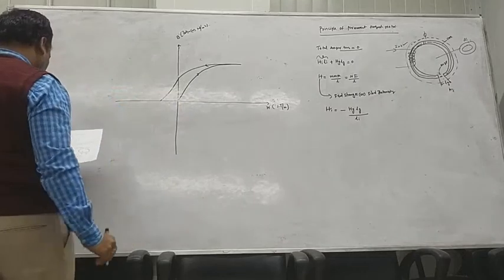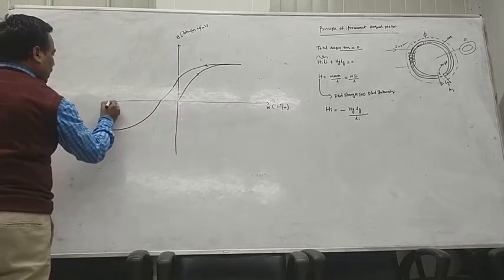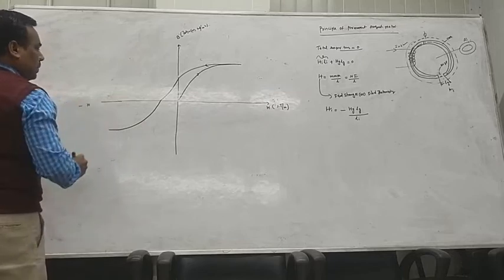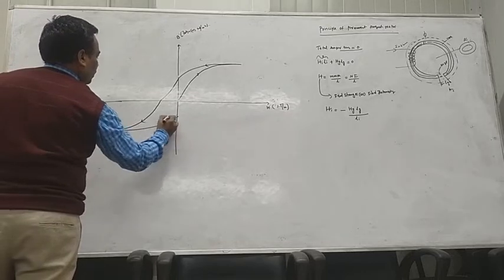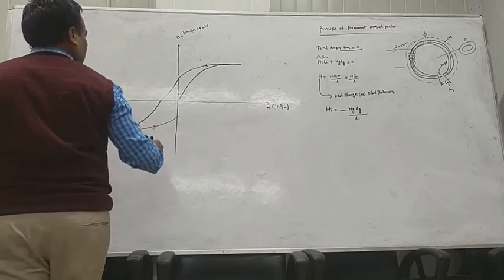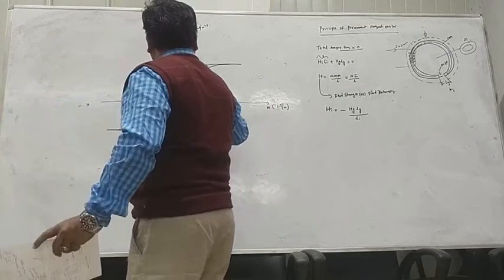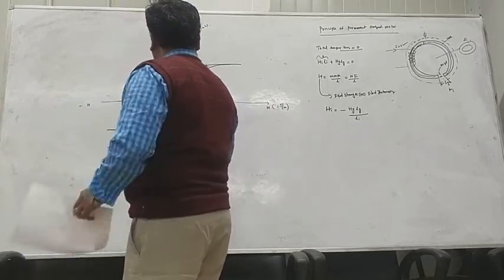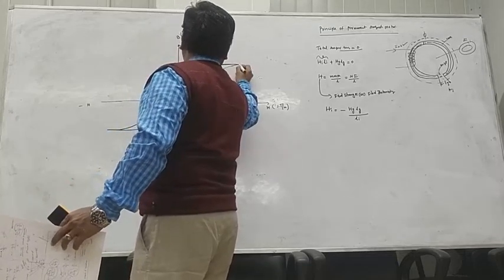If you further decrease this in the negative direction, so this is minus H, the path will be like this. Again the same path. So this is the BH loop.